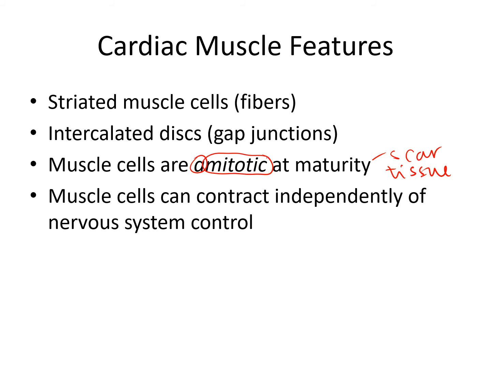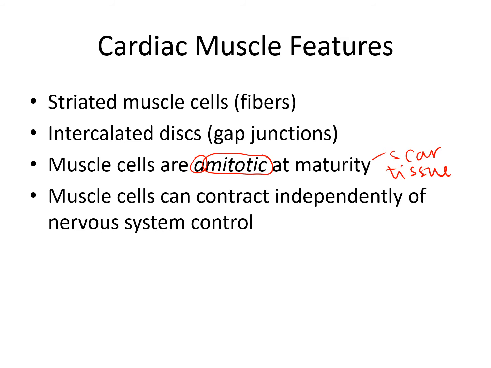If there was a way for us to get new muscle tissue cells to replace damaged old ones, then we may have a way to repair heart muscle damage. But you never hear of cancer in the muscle tissue of the heart, and this is why those muscle cells are amitotic. They do not divide at maturity.